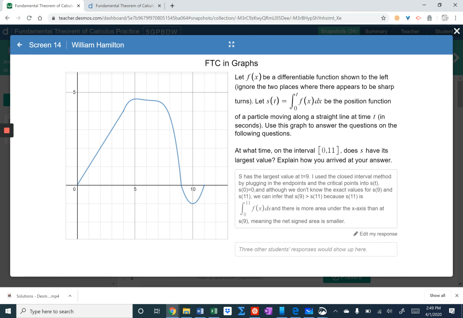Anyway, what they say: S has the largest value at t equals 9. I used the closed interval method by plugging in the endpoints. S of 0 is 0, and although we don't know the exact value of S of 9 and S of 11, we can infer S of 9 is greater than S of 11 because S of 11 is the definite integral of f(x) dx, and there's more area under the x-axis than at S of 9. More area under the x-axis means the net signed area is smaller. I like that. Well said.